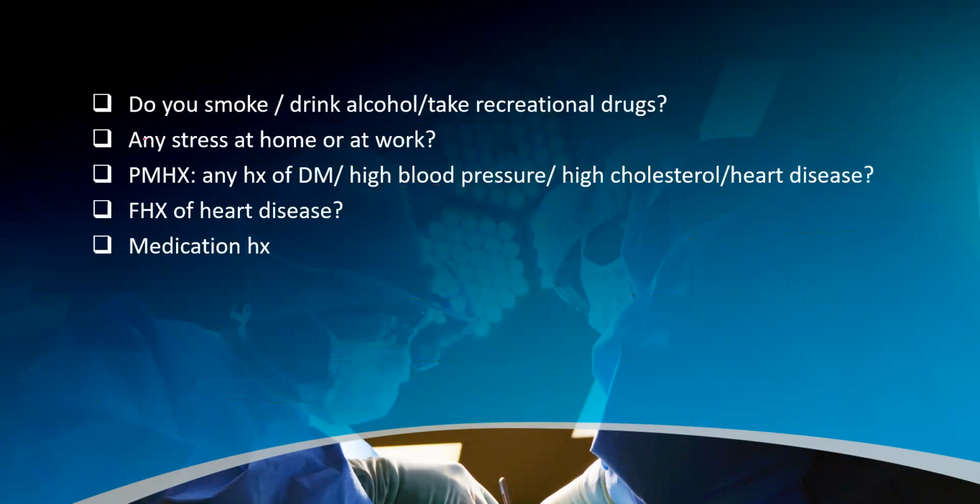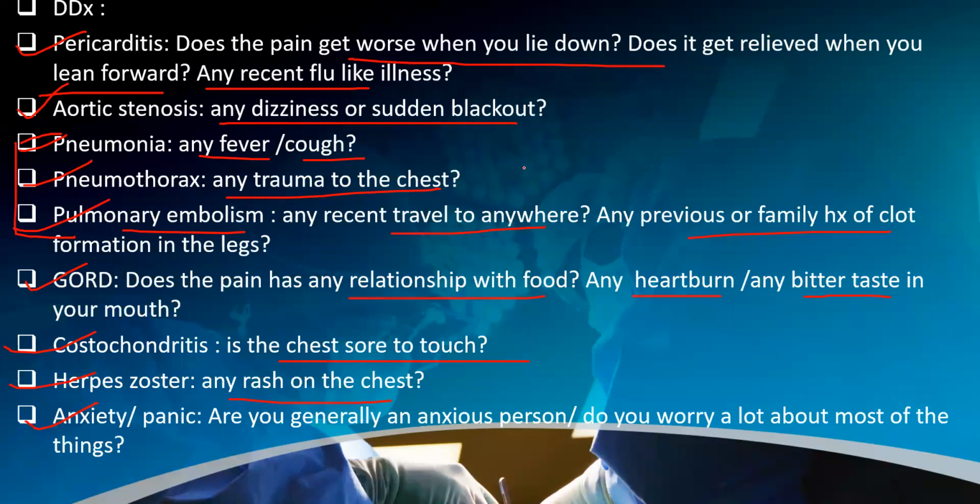And then ask about SADMA: smoking, drinking, recreational drugs. Ask about stress at home or work. Past medical history is very important. Ask about high blood pressure, diabetes, high cholesterol, or any heart condition. Family history of heart disease, and are you on any kind of medication? Same as before. So you can see that there is a lot to ask in here.